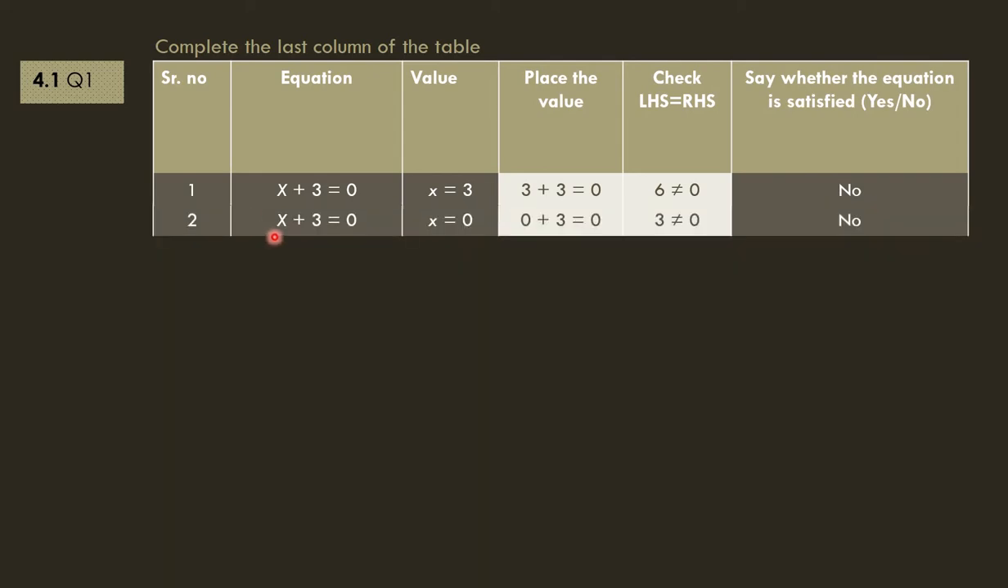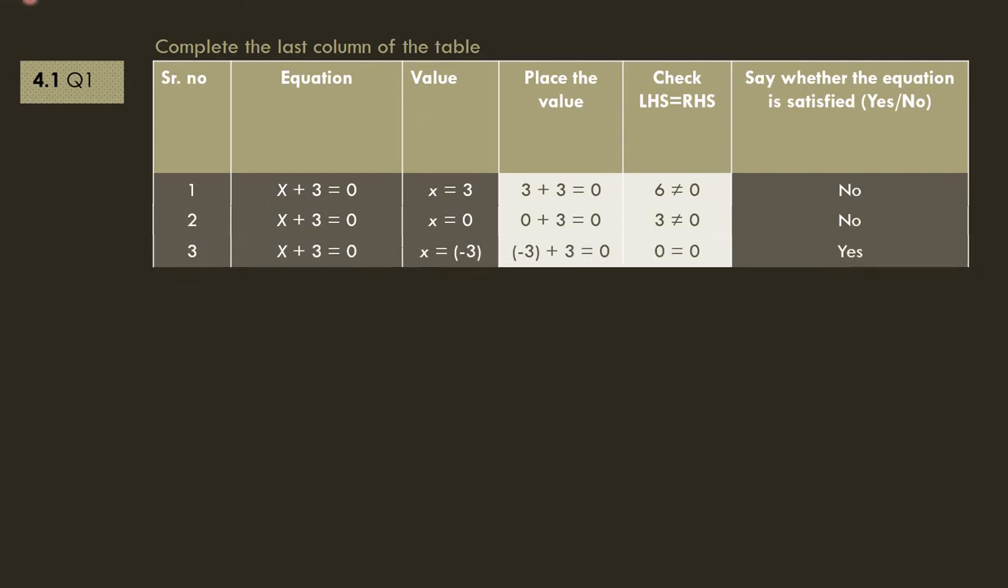Now the next equation is x plus 3 is equal to 0 and the value given is x is equal to 0. I'm going to put the 0 into the equation in the place of x. So left hand side will become 0 plus 3, that is 3. But right hand side is 0, that's why 3 is not equal to 0. So LHS is not equal to RHS. So I'm going to write no in the third column.